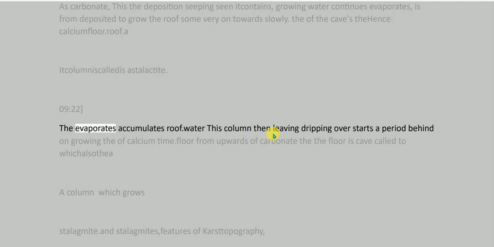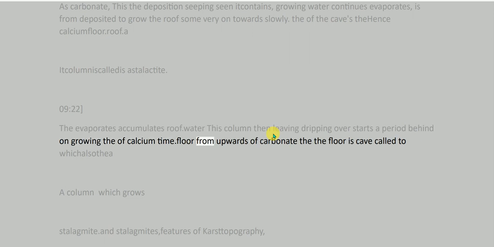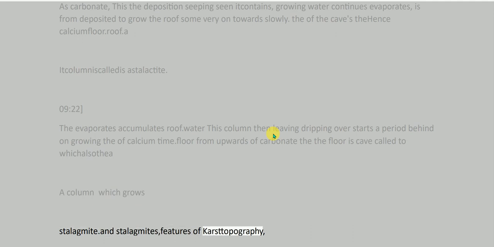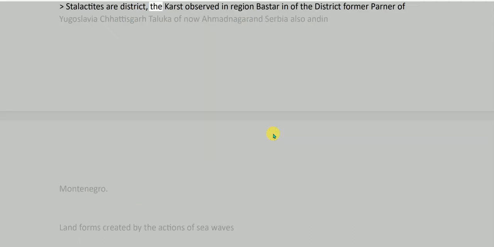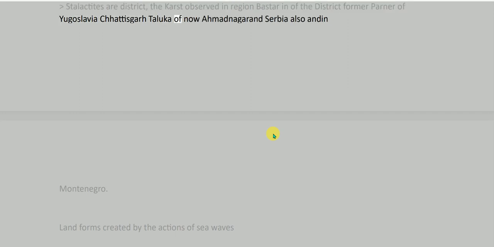The water dripping on the floor of the cave then evaporates, leaving calcium carbonate behind. Over a period of time, a column starts growing upwards from the floor. This column is called a stalagmite. Stalactites and stalagmites are also features of karst topography. The karst region is observed in the Bastar district of Chhattisgarh, the Perner taluka of Ahmednagar district, and in the former Yugoslavia, now Serbia and Montenegro.